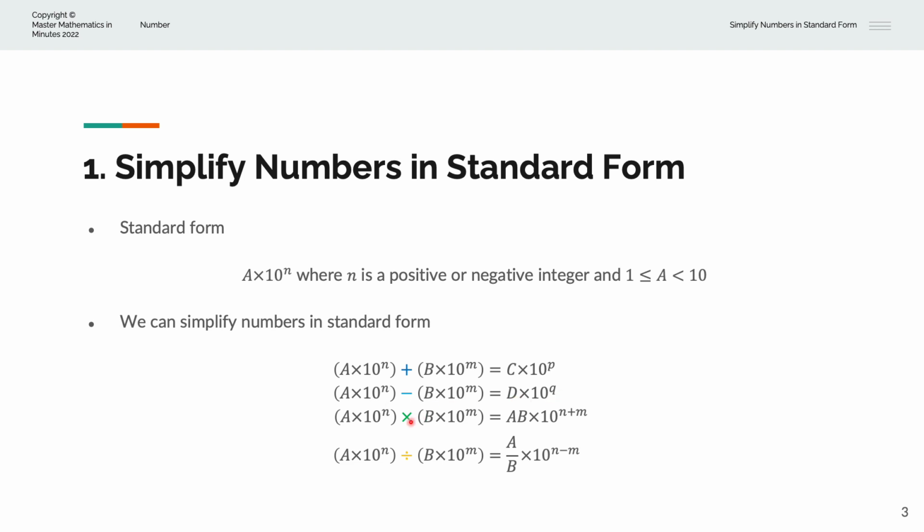If we're multiplying two numbers in standard form, we'll group a and b as ab, and 10 to the power of n multiplied by 10 to the power of m as 10 to the power of n plus m. And finally, if we're dividing two numbers in standard form, we'll group a and b as a over b, and 10 to the power of n divided by 10 to the power of m as 10 to the power of n minus m.